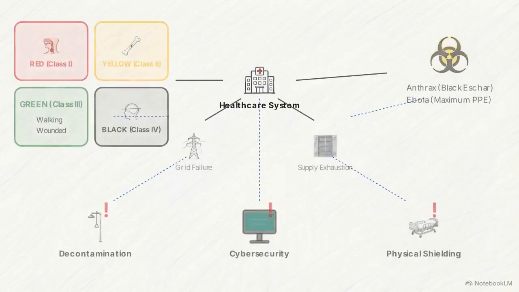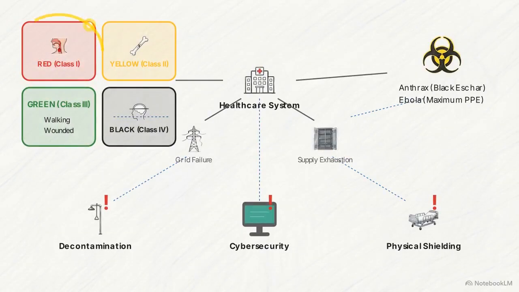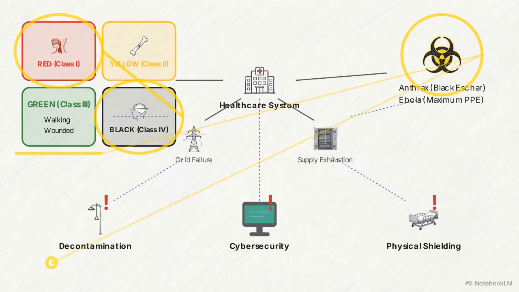This whiteboard illustrates the systems approach. Rely on core priorities. Prioritize red-tagged airways over black-tagged expectant patients, and monitor the green walking wounded. Assess for anthrax eschars, maintain Ebola isolation, decontaminate victims outside, shut down hacked terminals, and shield immobile patients.